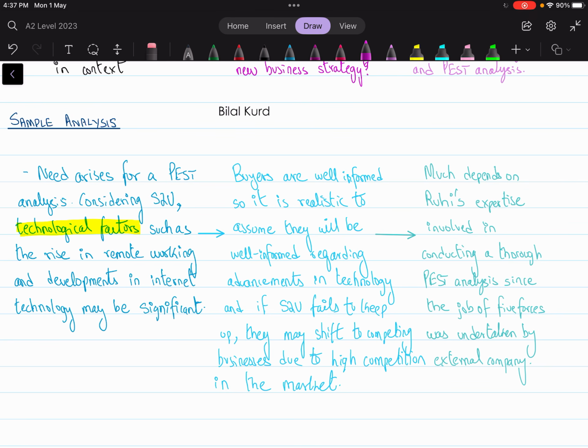So you'll get pretty much an idea as to how PEST and SWOT can be used when making particular paragraphs, and discussing the viability and the feasibility of these two pieces of analysis when developing new business strategies. So we have technological factors such as remote working, as identified in the passage that you're looking at, or you can come up with any other, for example, developments in technology such as 5G. So businesses are going to ask for 5G sources as well.